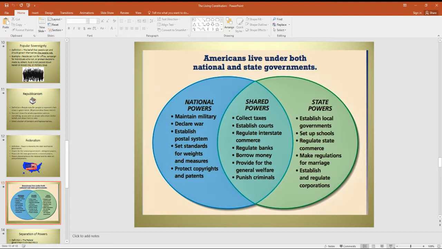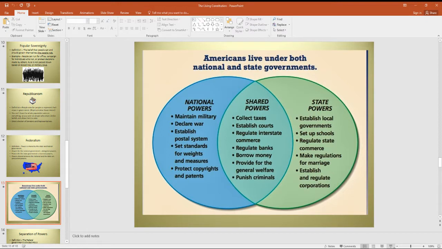States regulate commerce inside the state, intrastate. They make regulations for marriage. Every state has their own marriage rules. For years, the idea of gay marriage was a state issue. A state could recognize it, but the federal government couldn't, at least until the federal government made a Supreme Court decision changing that. States also establish and regulate corporations. There are different corporate rules in different places.